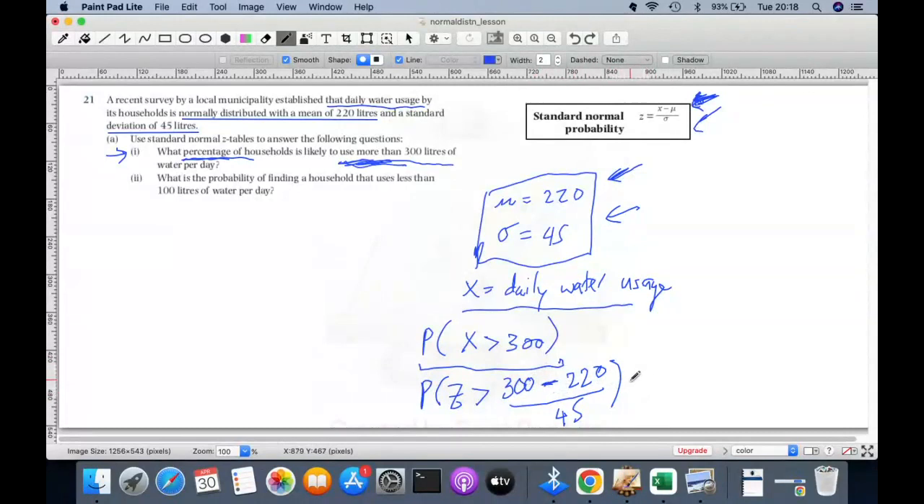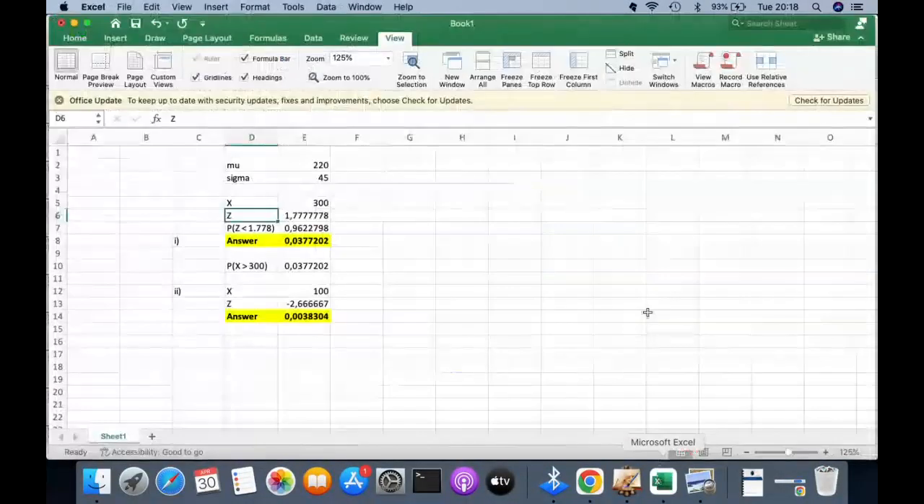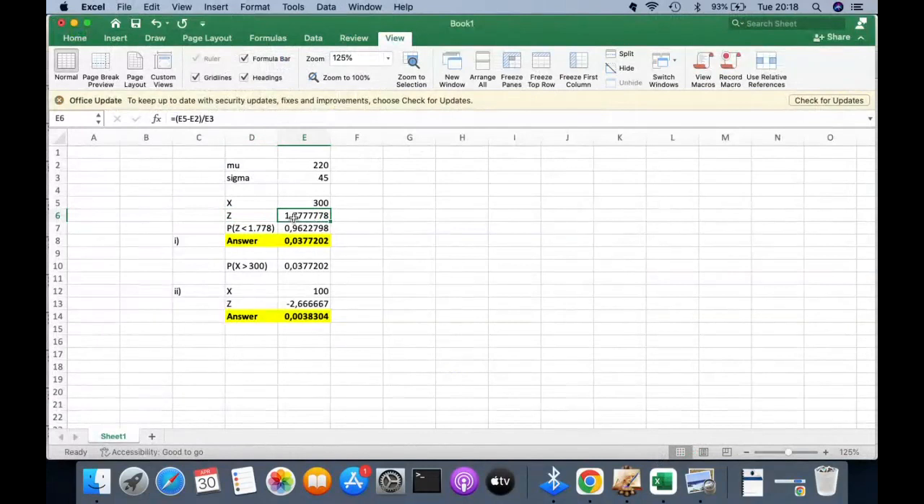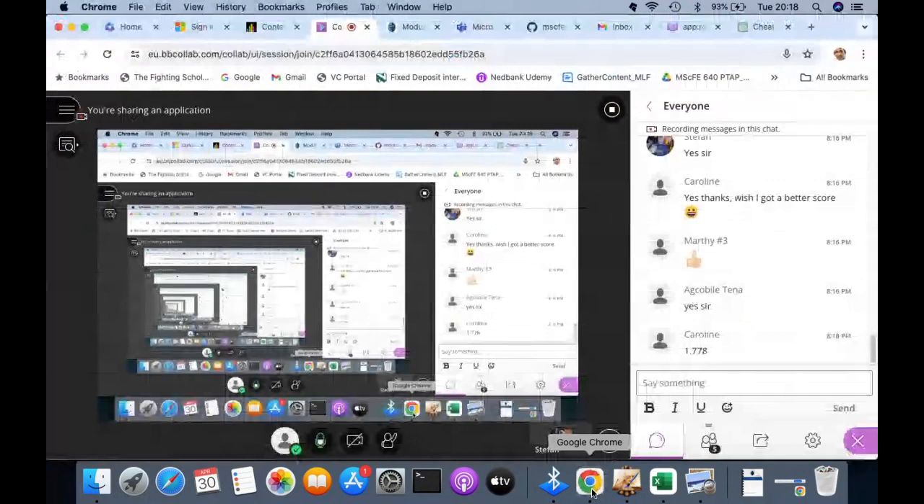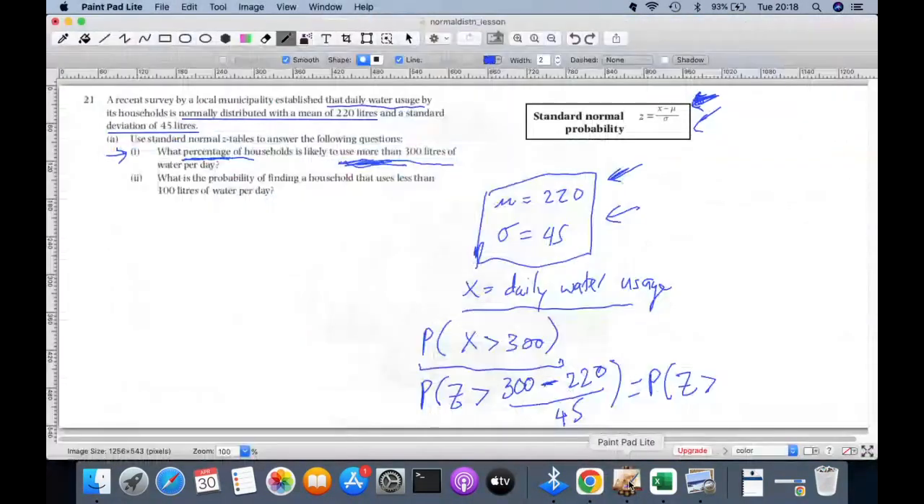If you punch this in your calculator, this is the same thing as the probability of Z greater than, I think it's 1.7-something. Yes, thank you, Caroline. So this is 1.778. All right, now we can go back to using that table.